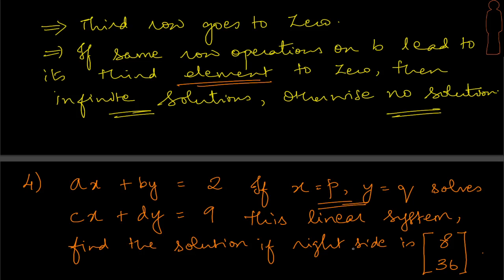Then find the solution if the right hand side changes to 8 and 36, right? How do you think about this? So this part is given. Obviously we can't go about doing elimination in order to solve this because the numbers are not given to us. So we need to look at the pictures that we have studied, right?